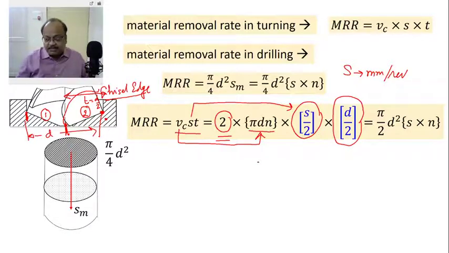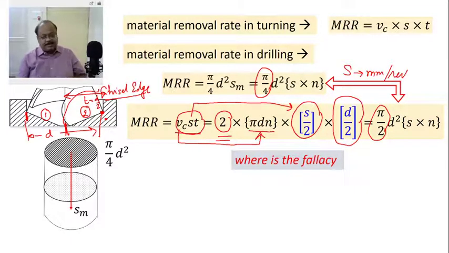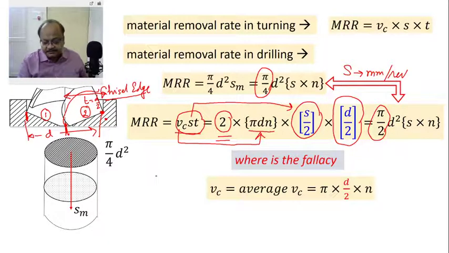If I do it and simplify, I get this particular equation, and there is an anomaly. Where is the anomaly? The multiplier at the front is pi by 4, here it is pi by 2. So if I am using the generalized concept of VCS and T, I am getting an anomaly or a fallacy. Let us look at where the fallacy is. There should not be a fallacy, because as I said, drilling and turning are very similar. Turning is generating external cylindrical surfaces and drilling is generating a hole or internal cylindrical surfaces. So let us try to estimate where the fallacy is.